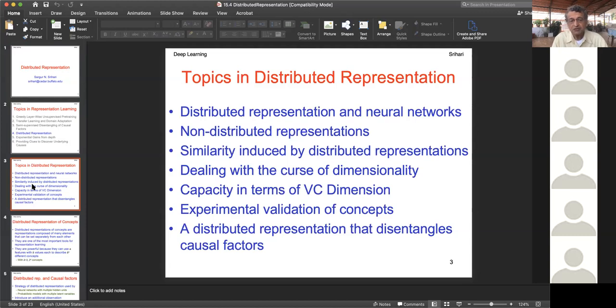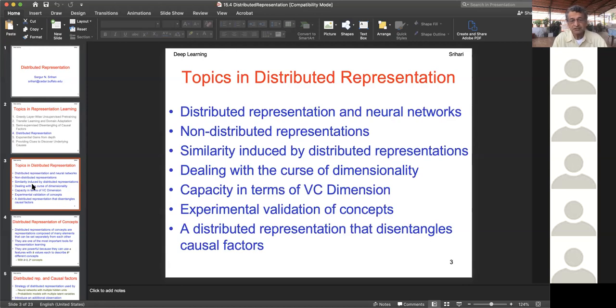And then we talk about dealing with the curse of dimensionality. The reason distributed representations win over symbolic representation is that as the number of dimensions increases, symbolic representations suffer from the curse of dimensionality. Everything is exponential. And after that, we move on to capacity of a distributed representation.